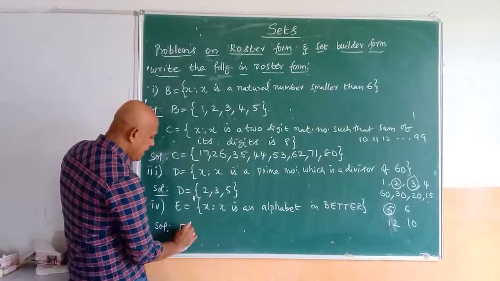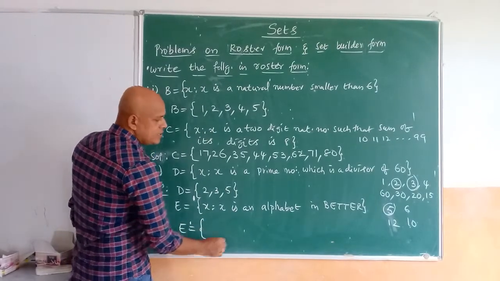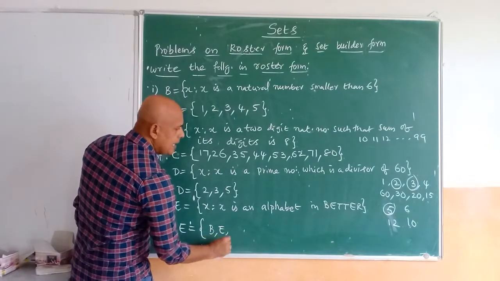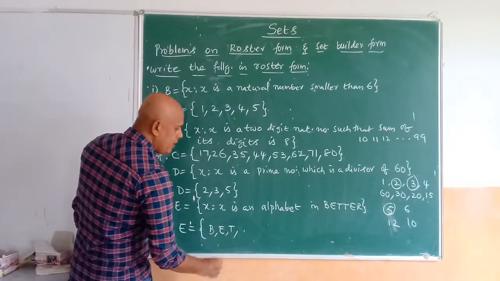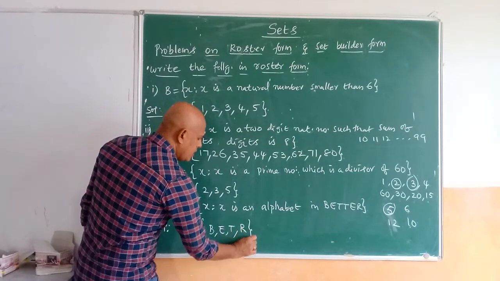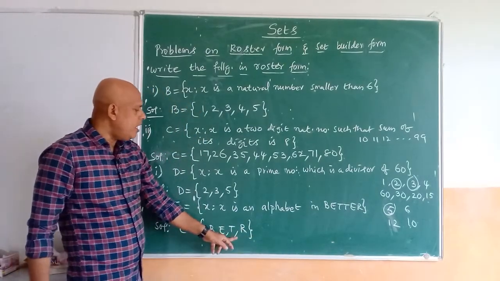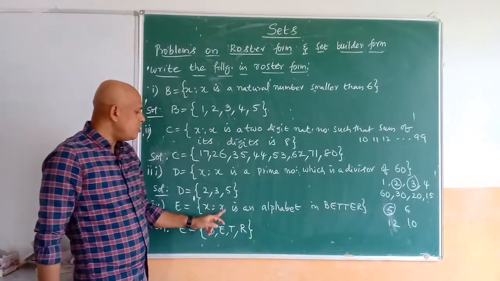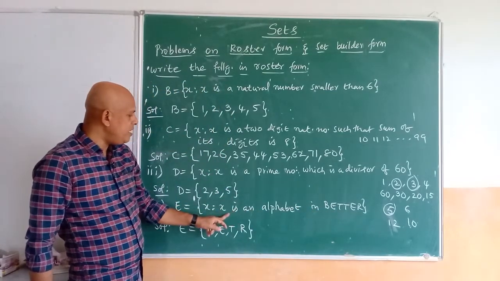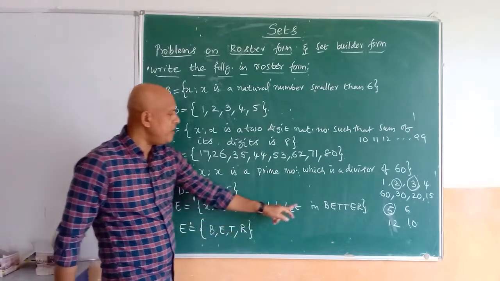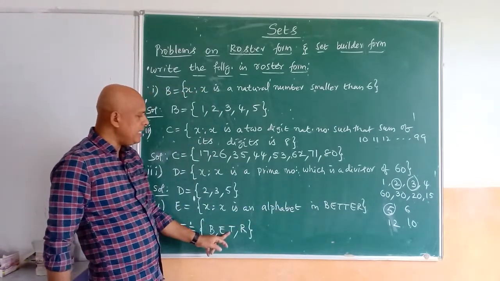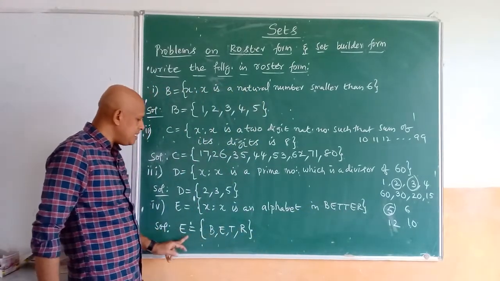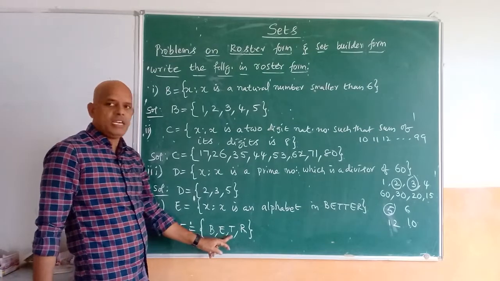So you can write E in the roster form as, so here letter B and letter E and letter T, then T and E repeated, and next one is R. So these are the letters or alphabets which are in the word better. So the roster form of the given set builder form, that is x is an alphabet in better, is B, E, T, R, because E and T are repeated but the element should not be repeated. So the answer is E is equal to B, E, T, R.